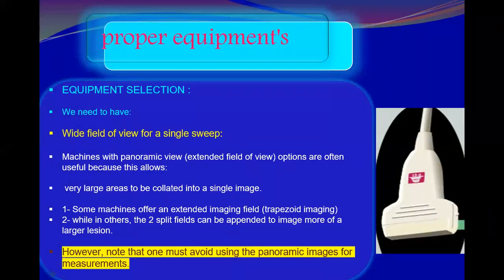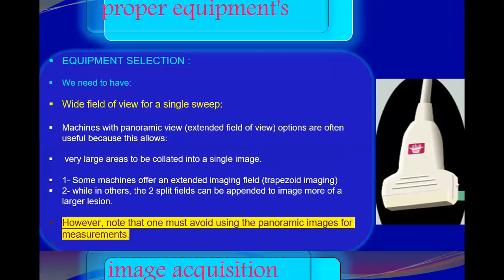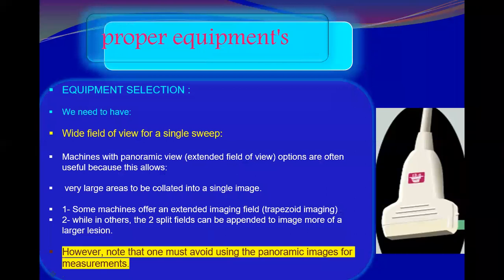Regarding equipment selection, we need to have a wide field of view for a single sweep. Okay, so what is a wide field of view? Do you know it? This is what we call a panoramic view, okay? The panoramic view, the extended field of view, we also call it a panoramic view.